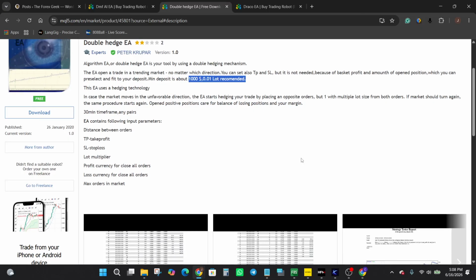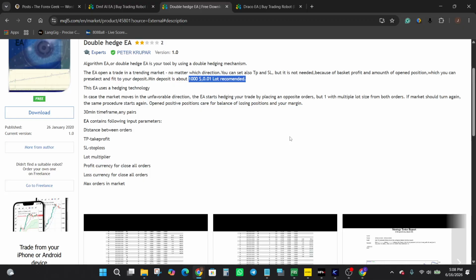According to the description, when the market moves in an unfavorable direction, the EA begins placing opposite orders as part of its hedging approach. The developer states that positive positions are intended to help offset losing positions while maintaining margin balance.